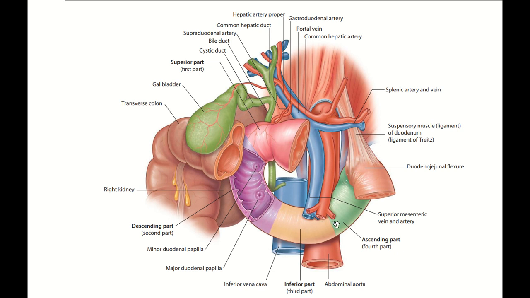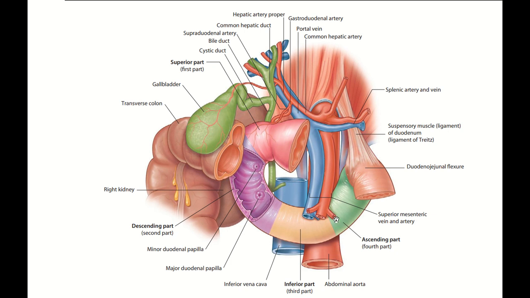Right, guys, this is going to be your third part of the duodenum, which I said anteriorly is going to be crossed by the superior mesenteric vessels that will be within the mesentery proper. And then inferiorly, you're going to have the coils of your jejunum, and superiorly you're going to have your pancreas, and posteriorly you can actually see the inferior vena cava and the abdominal aorta.